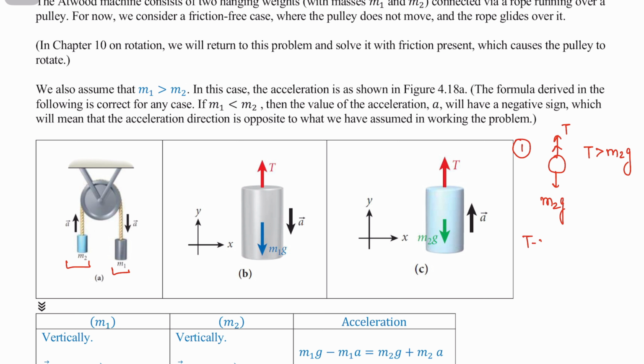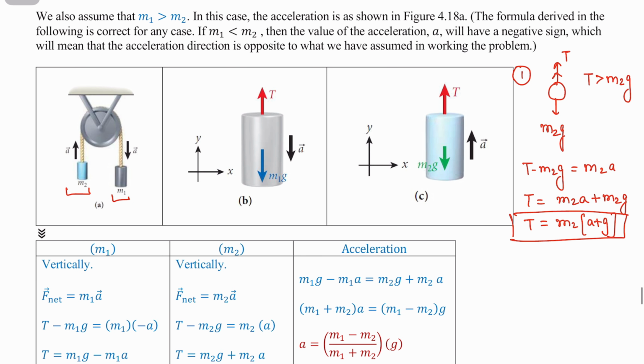So T minus M2G is equal to F net, which is M2A. Find tension. So M2A plus M2G. So you will get M2 common, A plus G. I give you the shortcut: find the tension in both the cases and solve it.